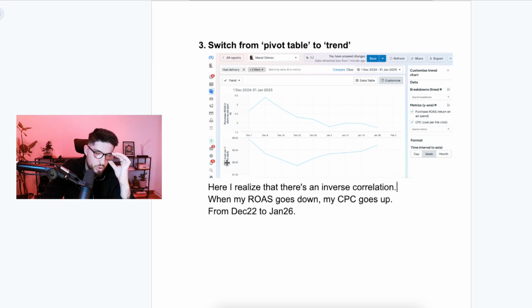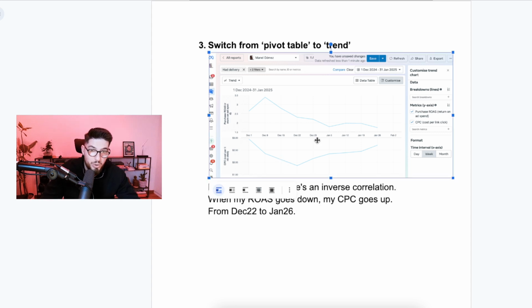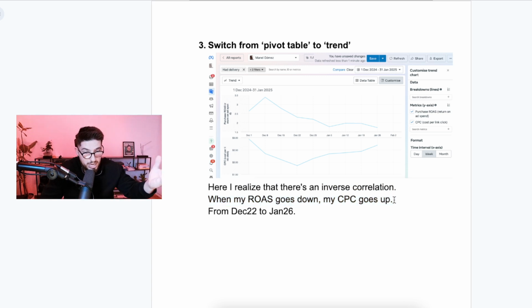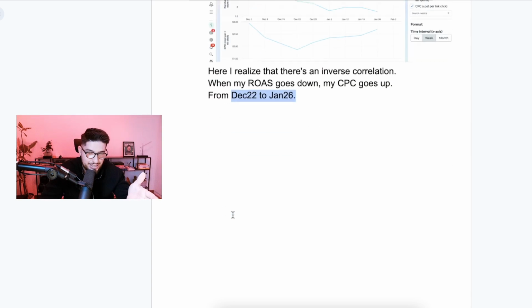If I tell you to analyze this correlation and you go to the ads manager and you start going by yesterday, CPC, ROAS, the day before yesterday, CPC, ROAS, the 20th of January, CPC, it's impossible to analyze anything. Just do this. It's free. It's there. It doesn't even take any time to load. What I realized from this correlation is that there's an inverse correlation: when my ROAS goes down, my CPC goes up, or when my CPC goes up, my ROAS goes down. And this happens from December 22nd to January 26th.